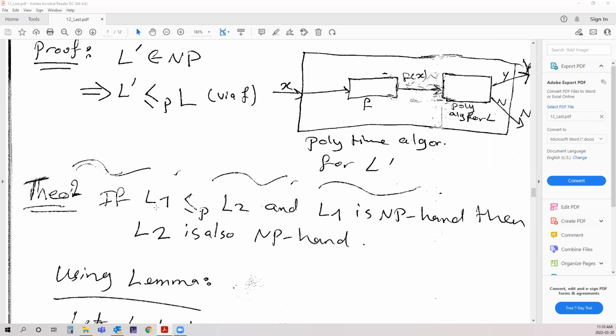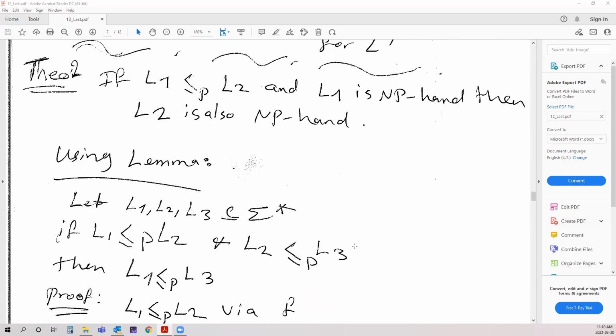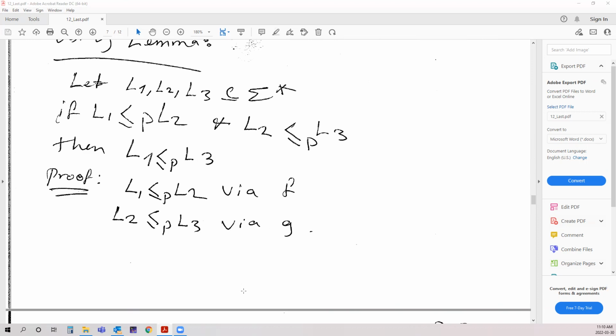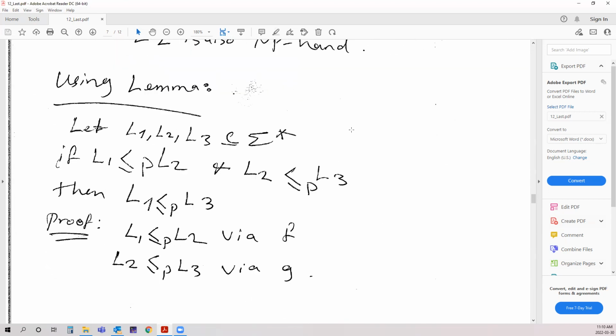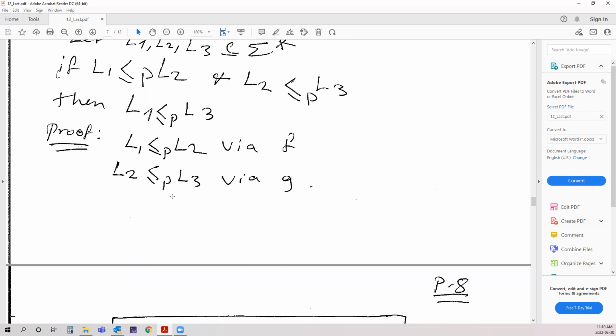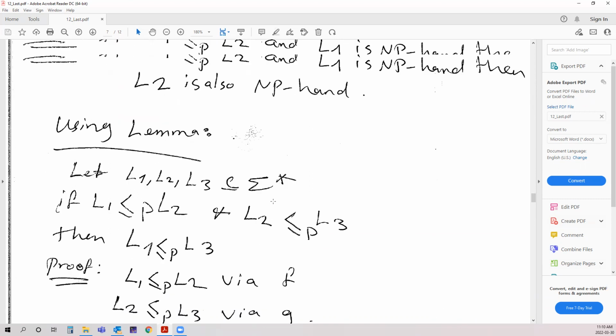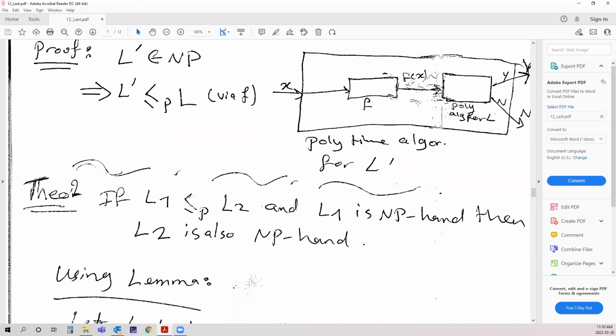Theorem 2: if L1 could be reduced to L2 and L1 is NP hard, then L2 is also NP hard. Using the lemma, you remember the lemma? Let L1, L2, and L3 belong to sigma star. If L1 could be reduced to L2 and L2 could be reduced to L3, then L1 could be reduced to L3. So the proof: L1 could be reduced to L2 via f, and L2 could be reduced to L3 via g, another function.